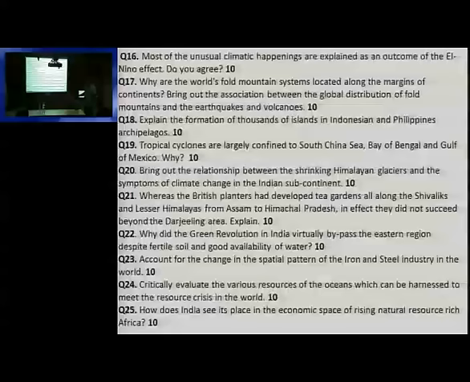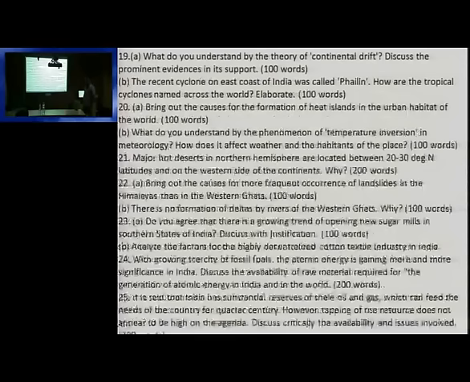Compared to the 2014 question paper, it has increased by 30 marks. It is 100 marks: 10, 20, 30, 40, 50, 60, 70, 80, 90, 100. Out of 250, 100 marks of questions are directly from geography. Now, the second point is, what type of question has been asked in the examination?